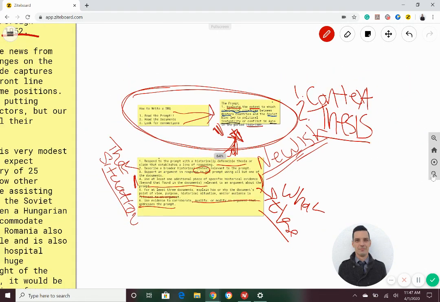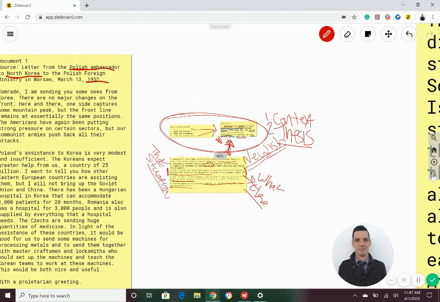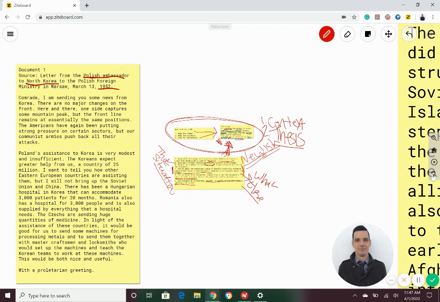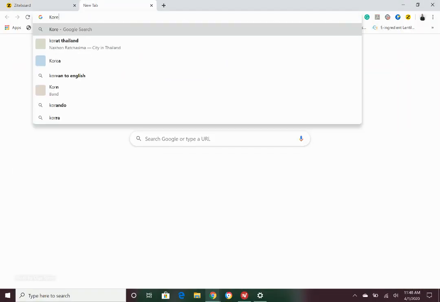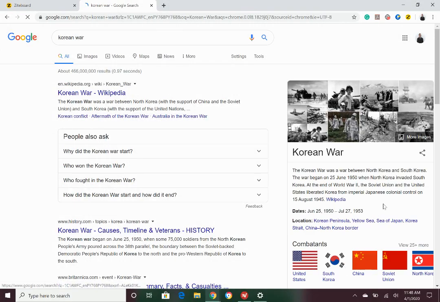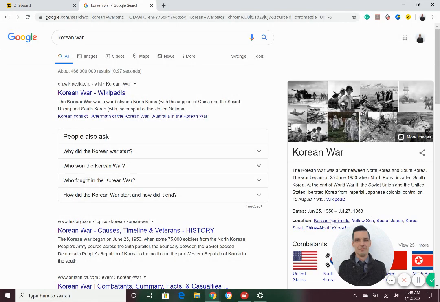So what you want to do is look at our first document over here. Document number 1 is a letter from the Polish ambassador to North Korea, and he's currently located in Warsaw. What year? 1952. 1952, if you look it up, would be the Korean War, 1950 to 1953. So this ambassador is writing during the Korean War.